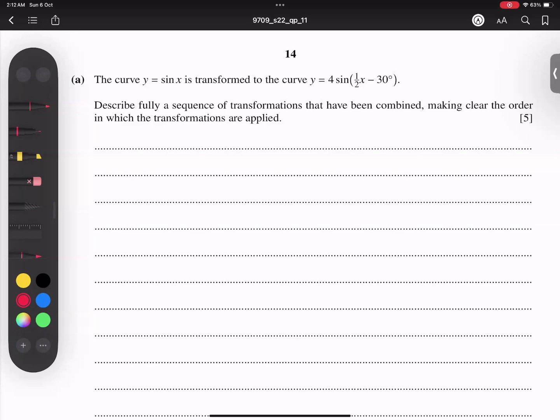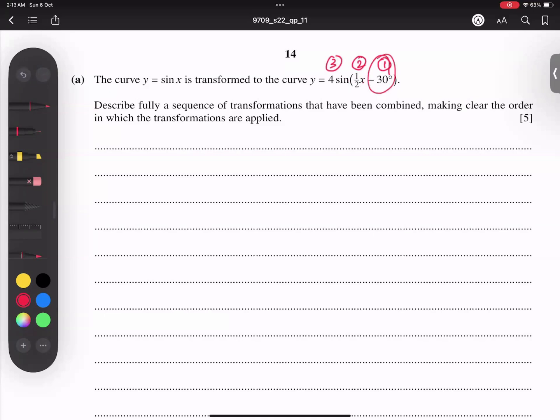Yes, student, this question we have June 2022, 11 variant. He said the parent function sin x is transformed to this function, and describe fully a sequence of the transformations that have been combined to make clear the order. Order is important here in which the transformation are applied. And very interesting part, you know, I said before, in the bracket, we will not follow the BODMAS. We'll go reverse. We'll not do multiplying. But first you do subtraction. First we do subtraction, then we do this one, okay, and then last one we have this one.